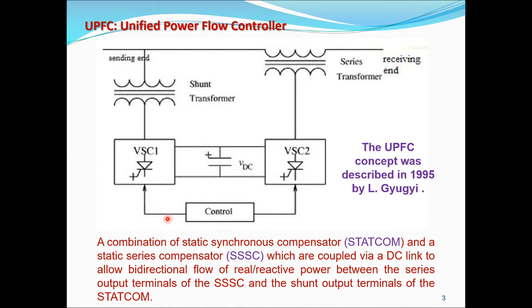And one more point we can observe here is we have some control structure also here, which I would like to concentrate upon as the controlling structure. These are the things you have to observe, and this concept was given by Gyugyi in the year 1995. Remember this name also.